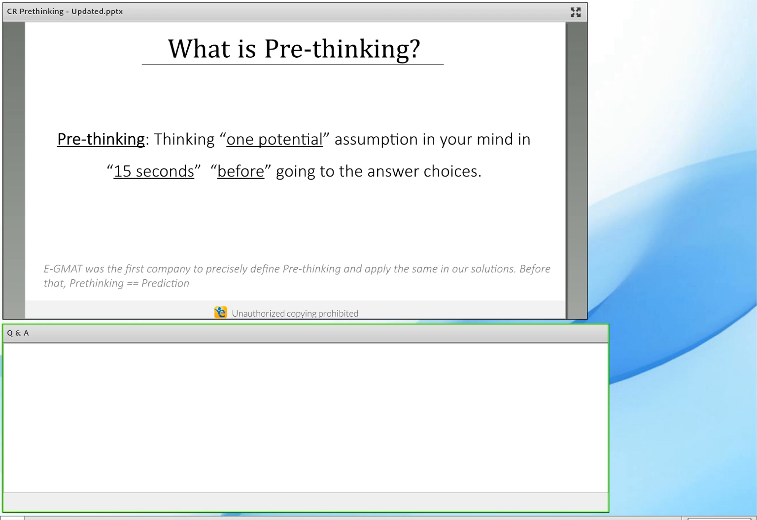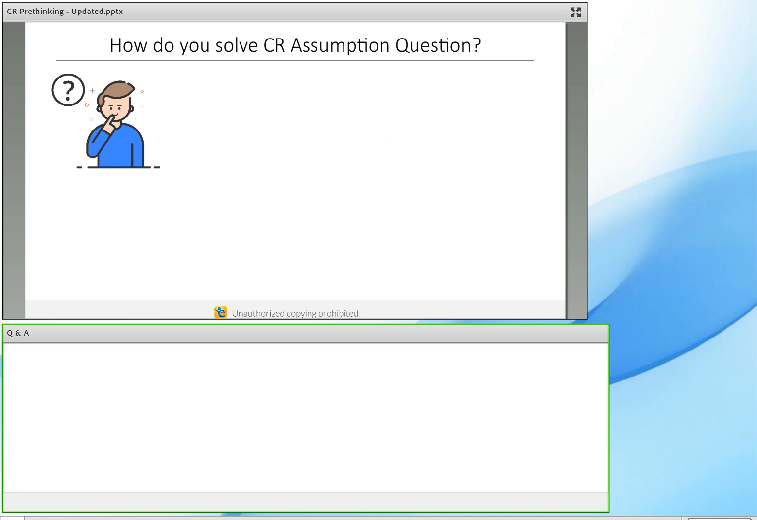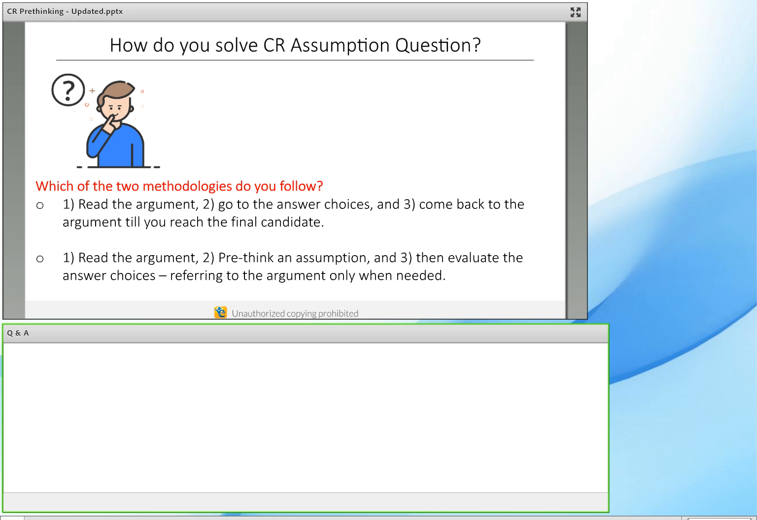So we have close to 600 e-GMAT created questions in critical reasoning on our platform. Each of them has been solved using pre-thinking. Similarly, the solutions to official questions that we provide, each official question has also been solved using the pre-thinking approach.